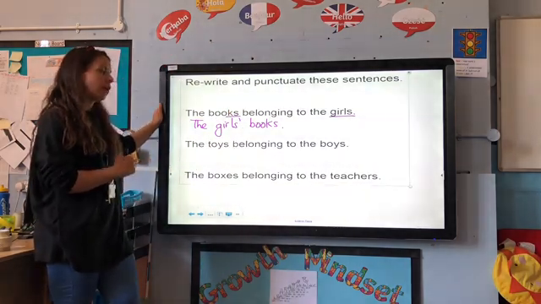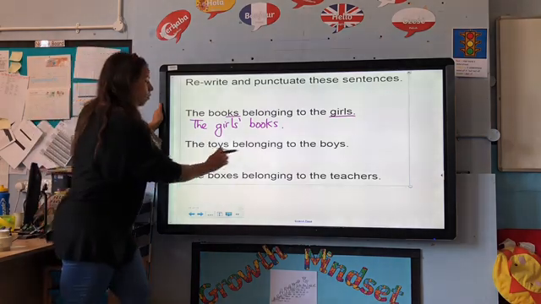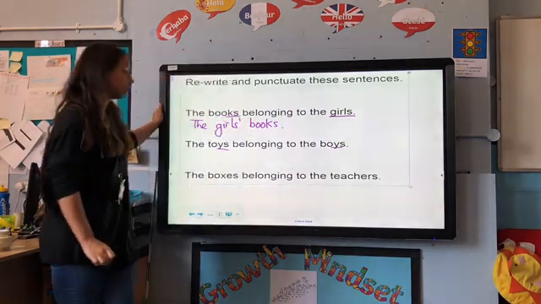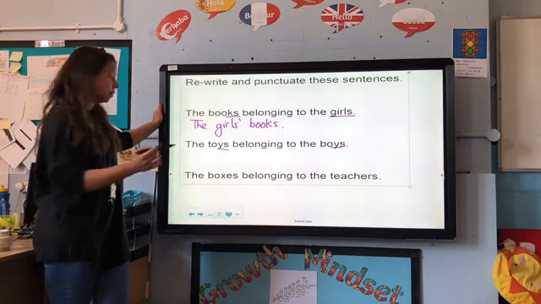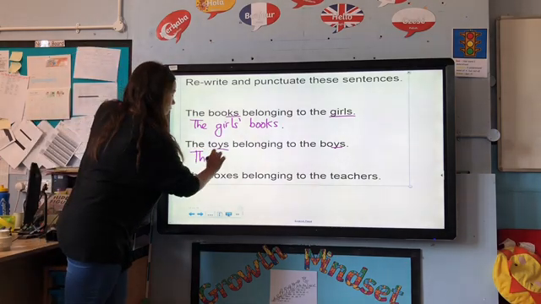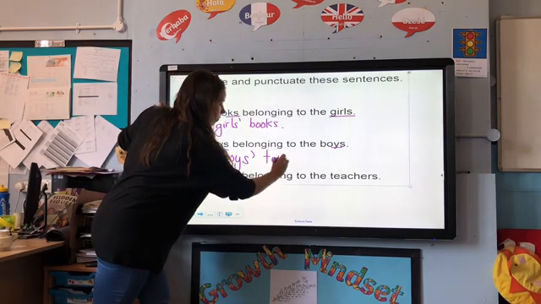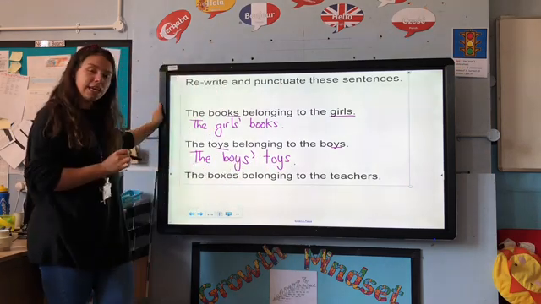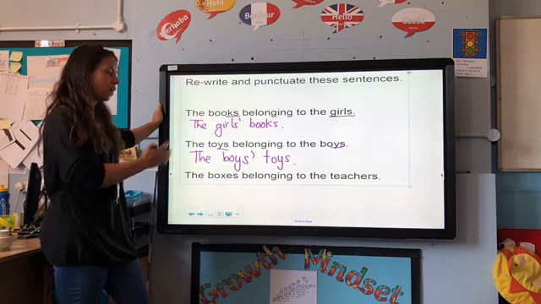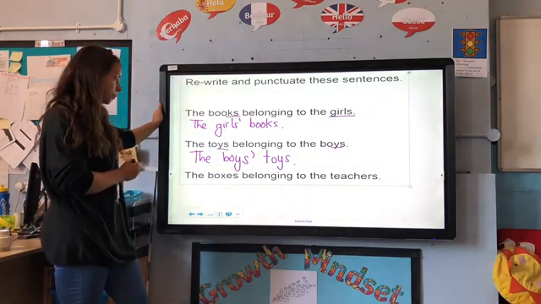The toys belonging to the boys. So we know that it's a plural, both of our nouns are plurals. The toys belong to the boys. So we would say the boys' toys. Our noun is already a plural, we just add an apostrophe after the S to show belonging.